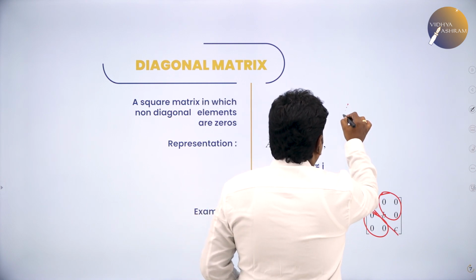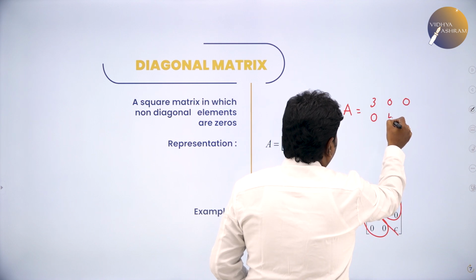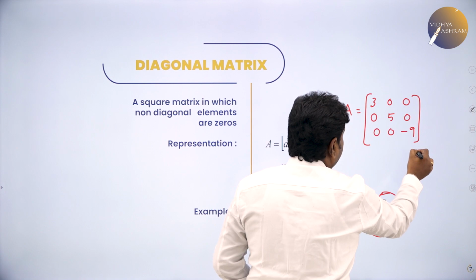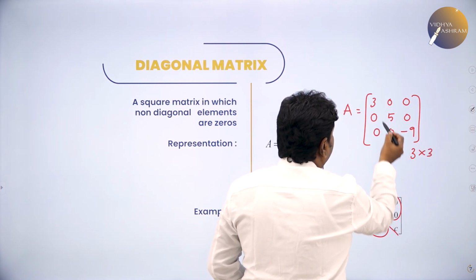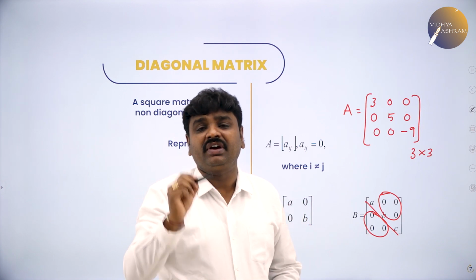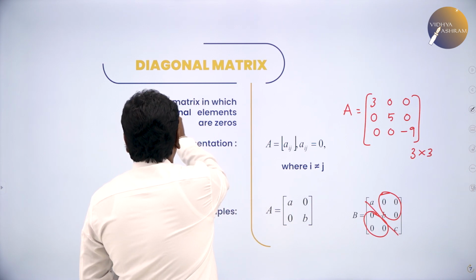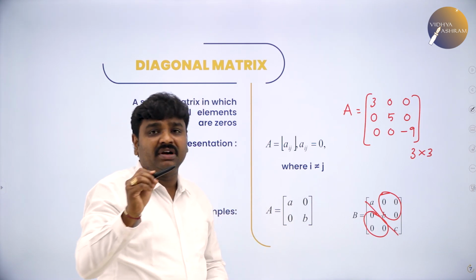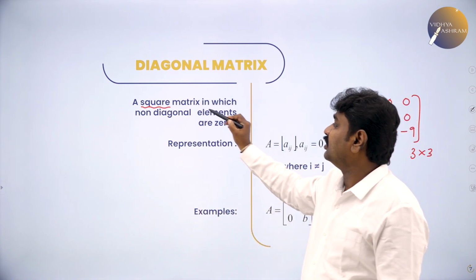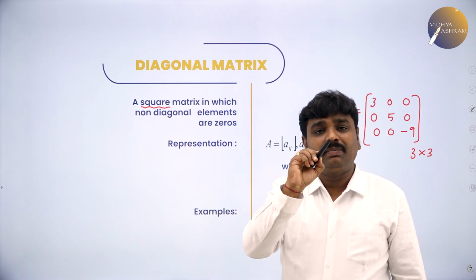Now an example for a 3 cross 3 diagonal matrix: 3 0 0, 0 5 0, 0 0 minus 9. It's a square matrix because it has 3 rows and 3 columns, and other than the diagonal all are zeros. It's a repeated question in your board exam: define a diagonal matrix. First you should mention it is a square matrix. A square matrix in which non-diagonal elements are zero is called a diagonal matrix.